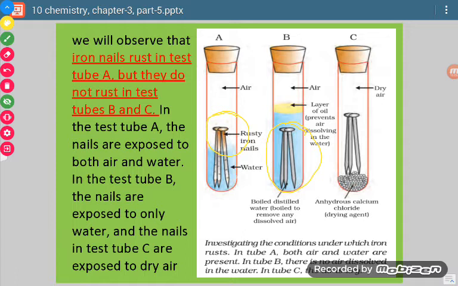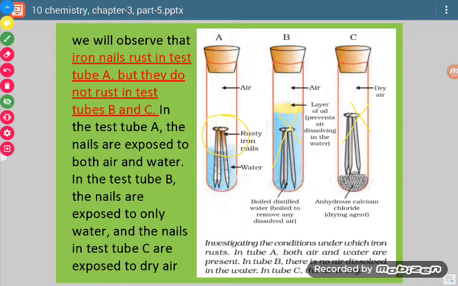there is a layer of oil which does not permit oxygen to get dissolved in water, so it is the presence of only water. And in this case there is presence of only air which is dry. Why dry? Because anhydrous calcium chloride absorbs all the moisture. Now after some time if we see, then we will find rust only in this case. There will be no rust when only water is there. There will be no rust when only air is there, which is dry.